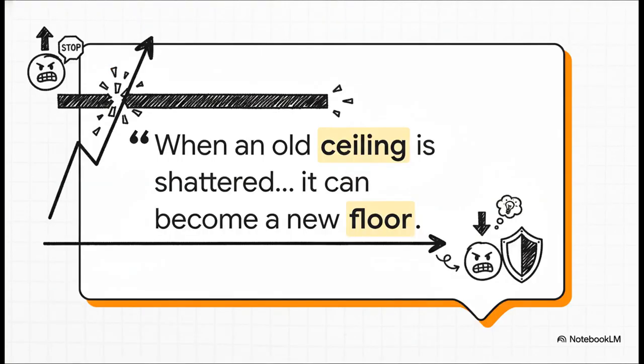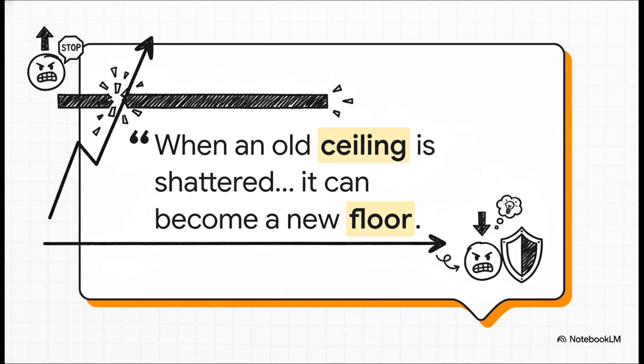Okay, now here is where it gets really, really cool. It's this idea called role reversal. So when a price finally gets enough power to smash through a resistance ceiling, guess what? That old ceiling very often becomes the new floor. It's like the whole market's psychology flips, and traders who were once selling at that level now start buying there, defending it from above.